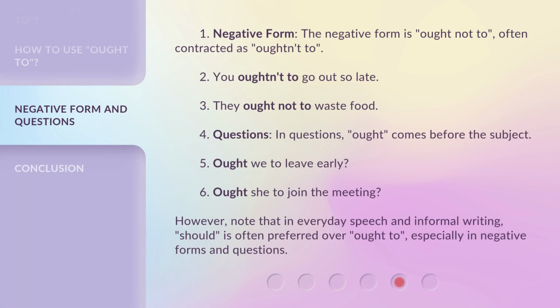1. Negative form. The negative form is ought not to, often contracted as oughtn't to. You oughtn't to go out so late. They ought not to waste food.